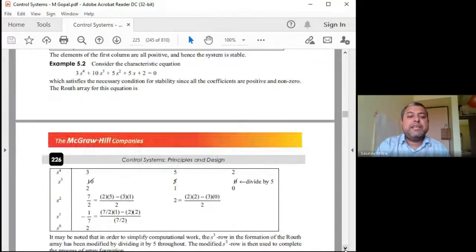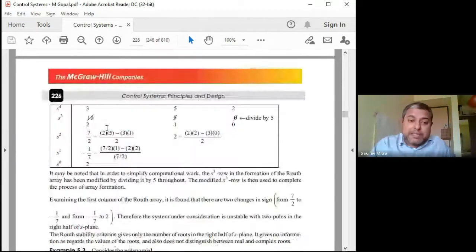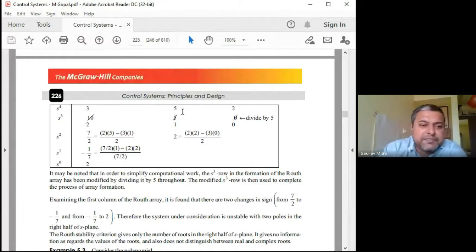Whenever you are writing 10 and 5, you can reduce it. You can divide the row by 5 and write 2 and 1, because they are multiples of each other. So 10 is 5 multiplied by 2, so you can make it 2 and 1. This kind of thing will make your calculation easy, and in this case it is allowed. So what is now our first row?